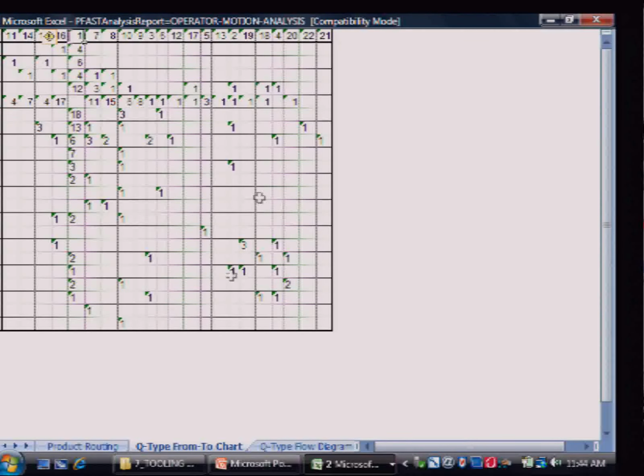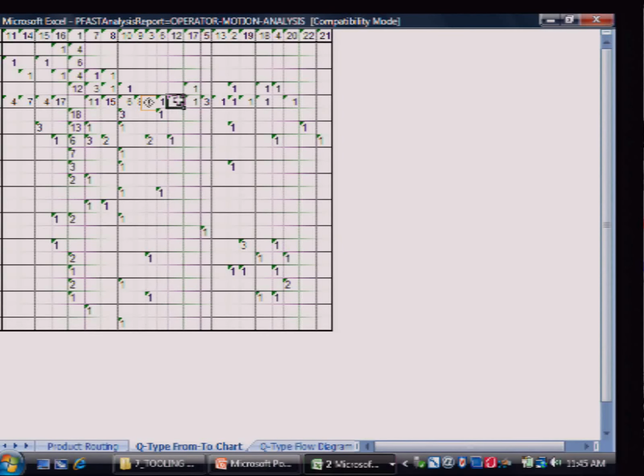So this is what is called the classical from-to chart. The rows 11, 14, 15, these represent all the locations in the workspace, and the same locations are listed across the top in the columns. So any cell in this from-to chart is telling you that from the location in the row, in this case 1, to the location in the column, which is location 12, the operator moved only once.